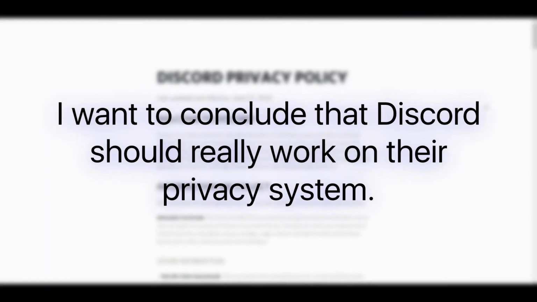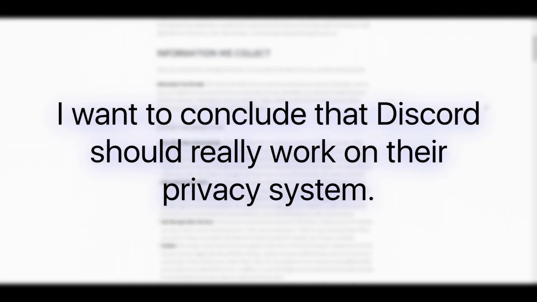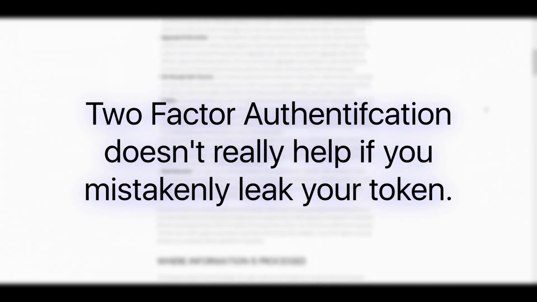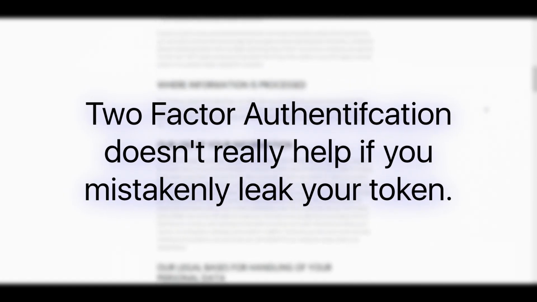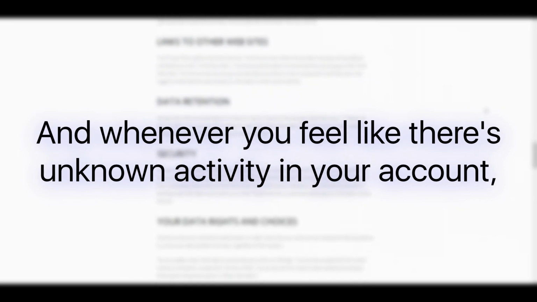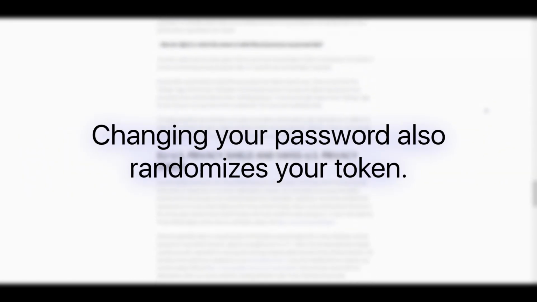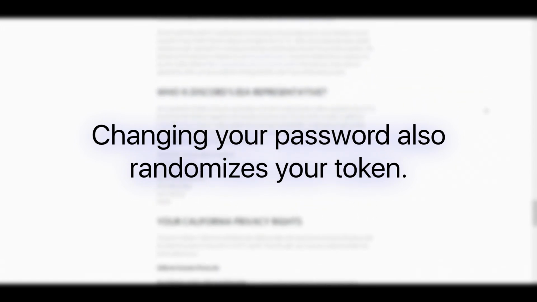Hence, I want to conclude that Discord should really work on their privacy system. Two-factor authentication doesn't really help if you mistakenly leak your token. To stay safe, just don't click on sketchy links. Don't install sketchy apps, and whenever you feel like there is unknown activity in your account, change your password immediately. Changing your password also randomizes your token.